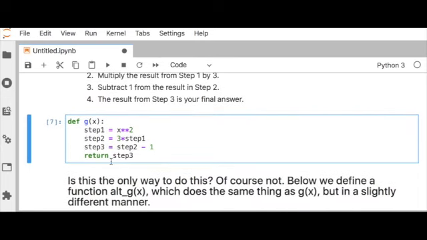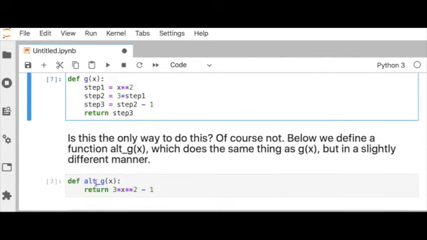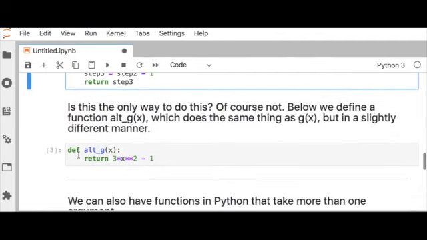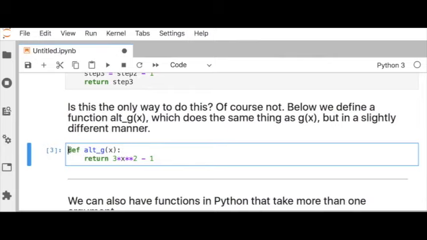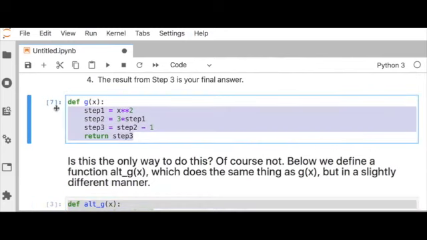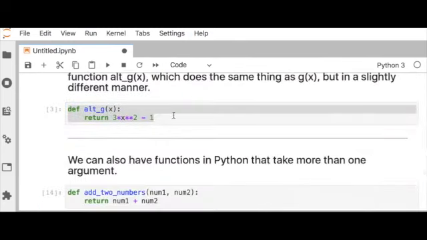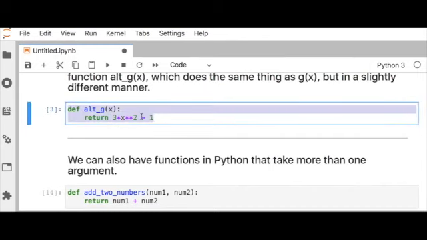Of course, this isn't the only way to do this. There are lots of different ways you could do this. And so below I'm going to define a function alt g, which does the same thing as g of x, but in a different manner. If you wrote functions in Python before, you probably tried to make them look more streamlined like this. Writing it this way emphasizes the logic of what's happening. Writing it this way is more efficient, probably to compute, and actually easier to see.